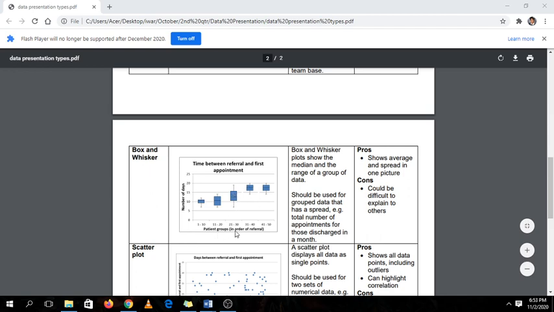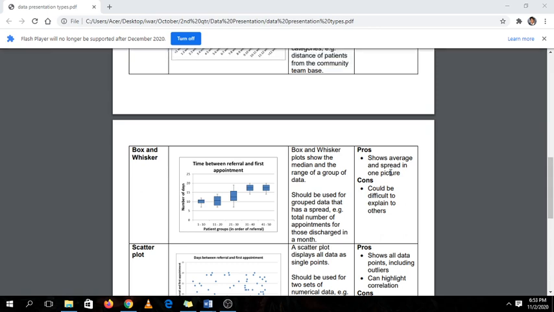Okay? So patient groups in order of referral. So from 1 to 10, kung sa example ang 1 to 10, di na din ma-spread ang range sa imong data. Okay? Then 11 to 20, then 21 to 30. It shows the range of the data. So it shows the average and spread in one picture.